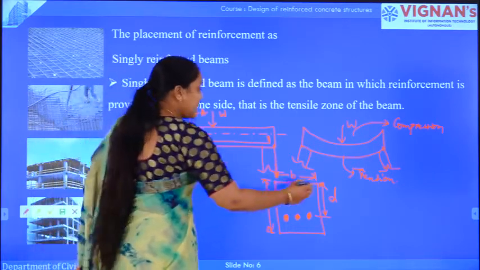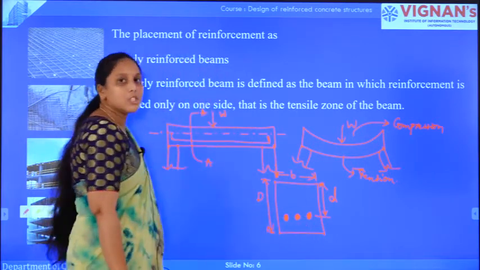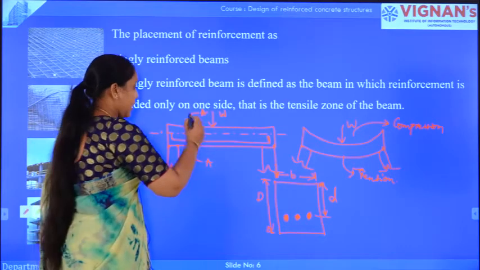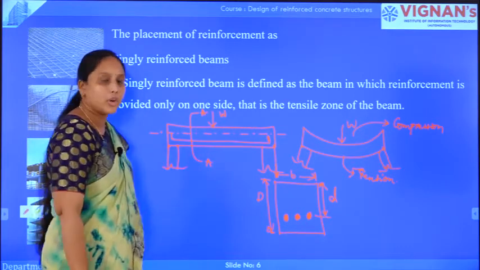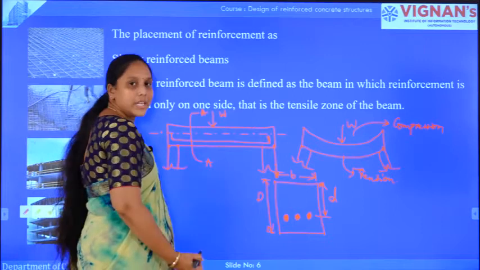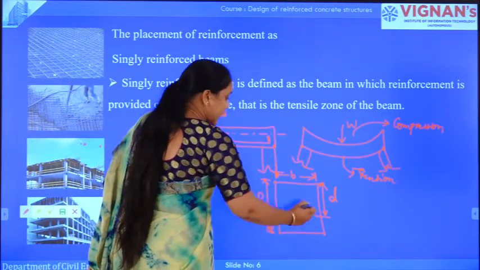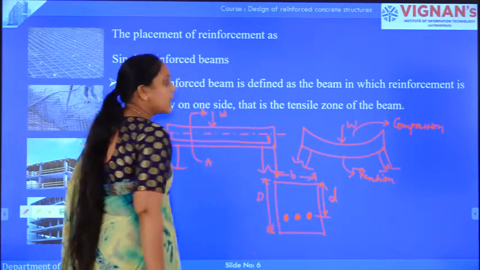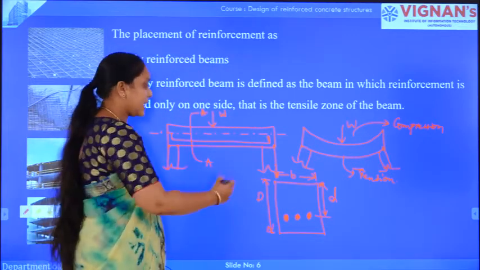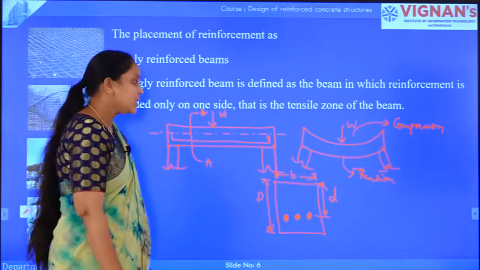This is a singly reinforced beam section which I have taken in this particular simply supported beam. What you can see here is that the reinforcement is provided in the tensile zone, that is only on one side of the beam, in the tensile zone.